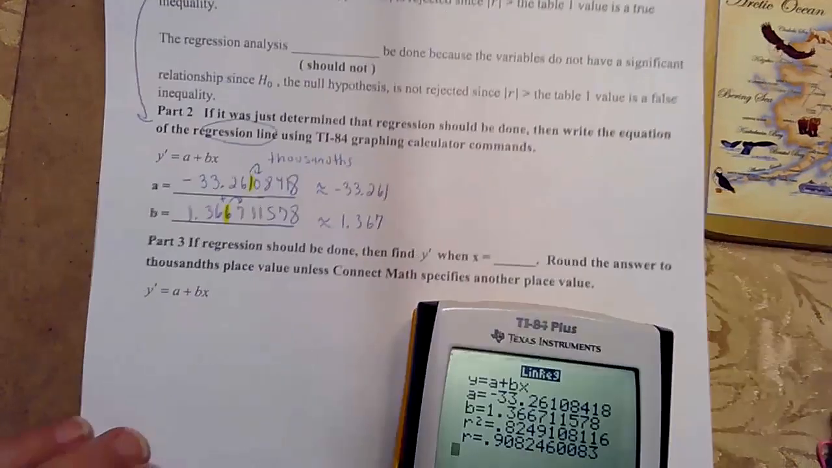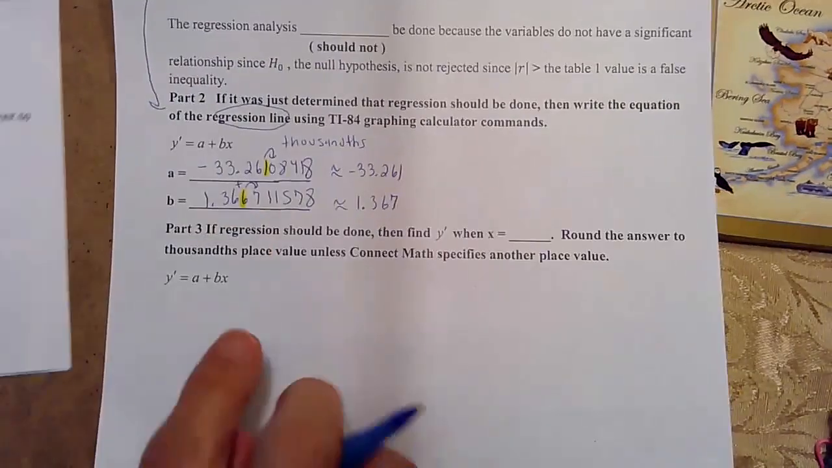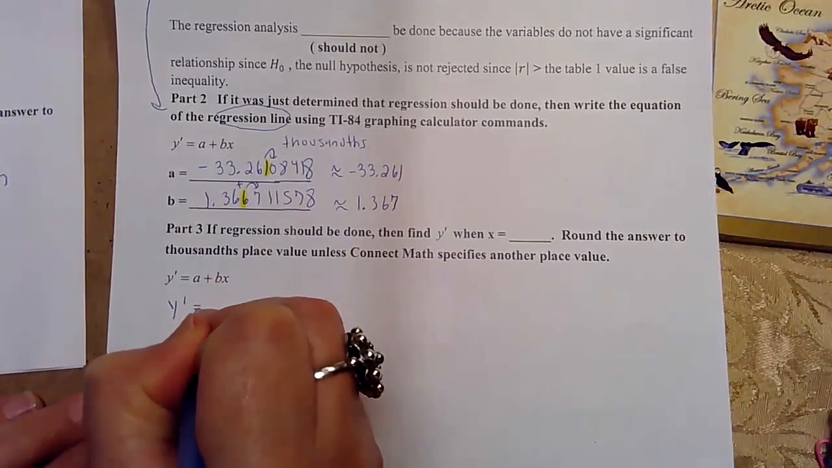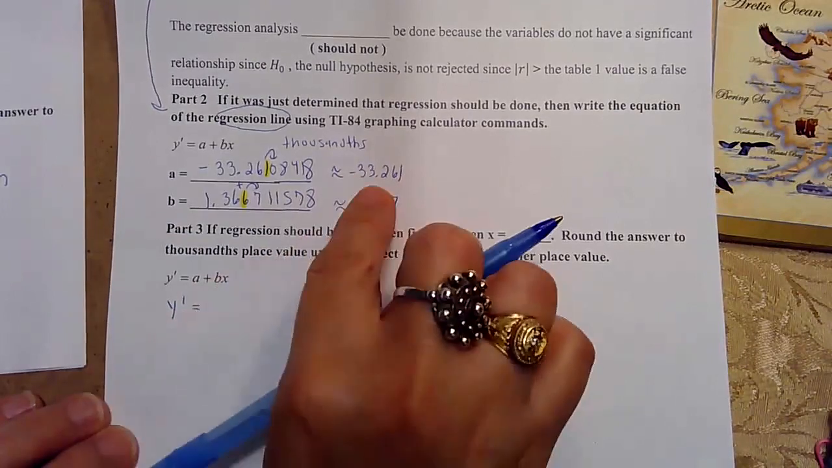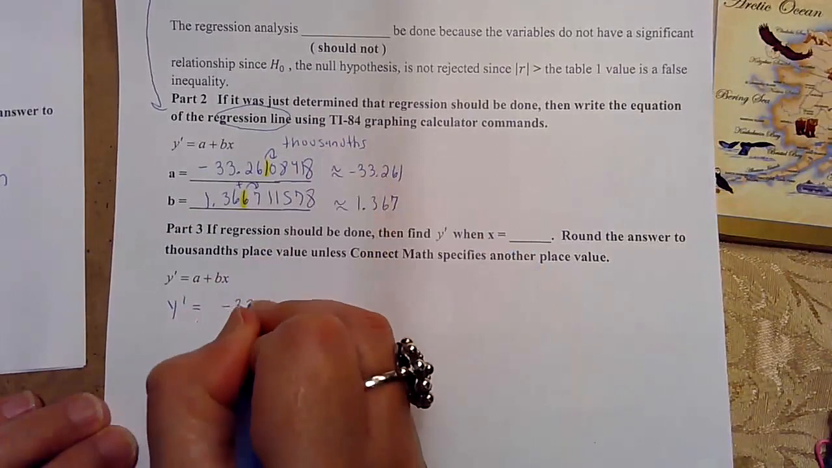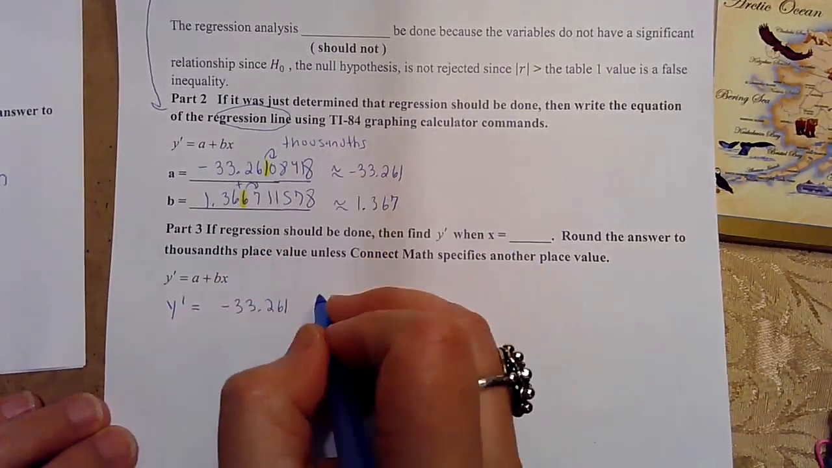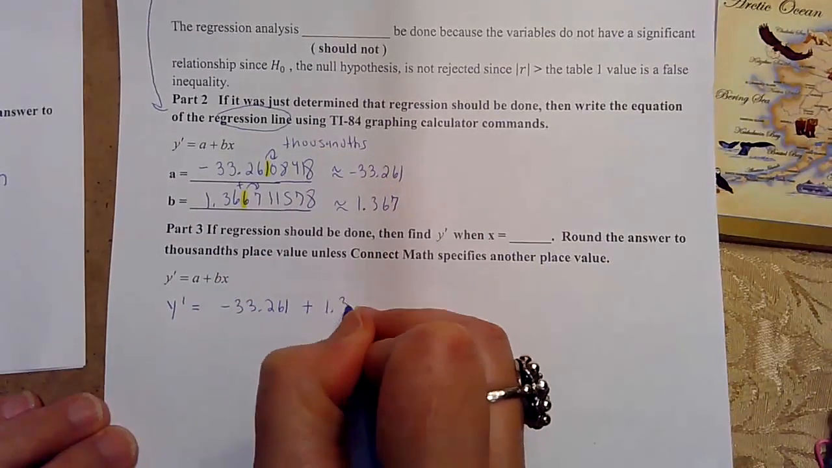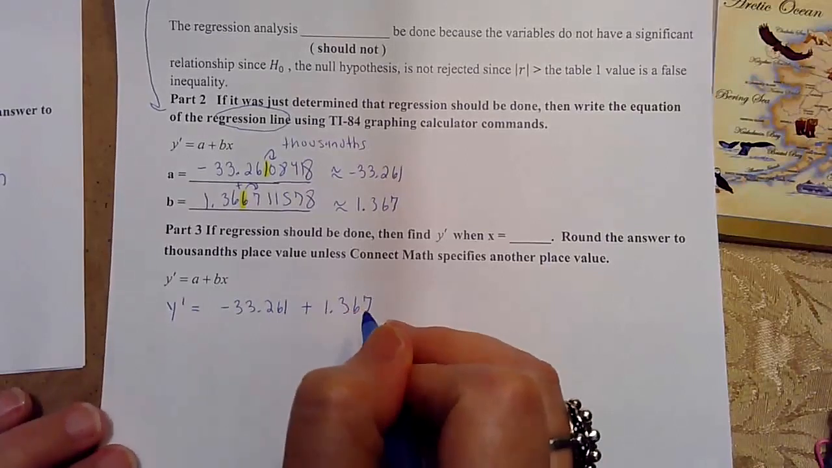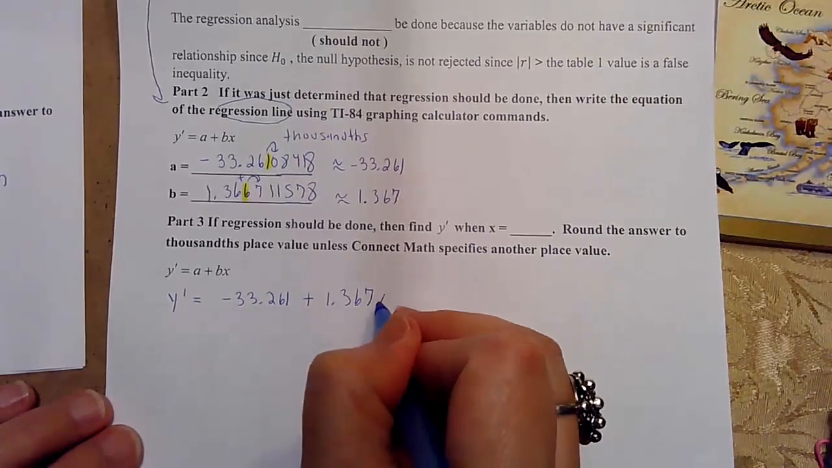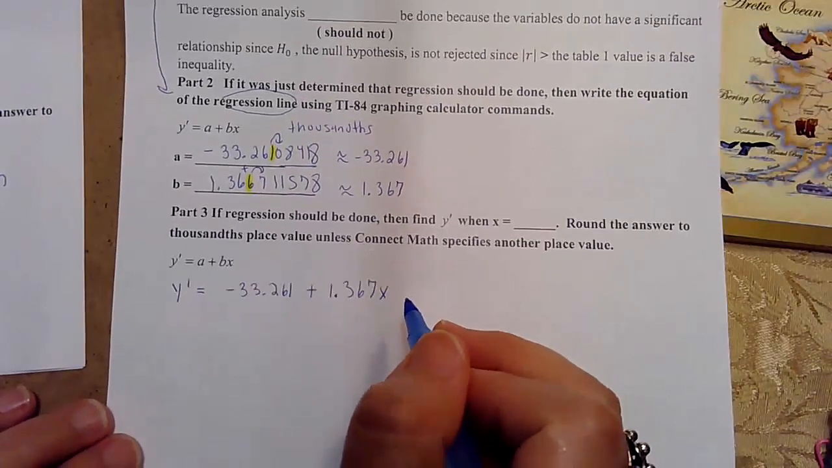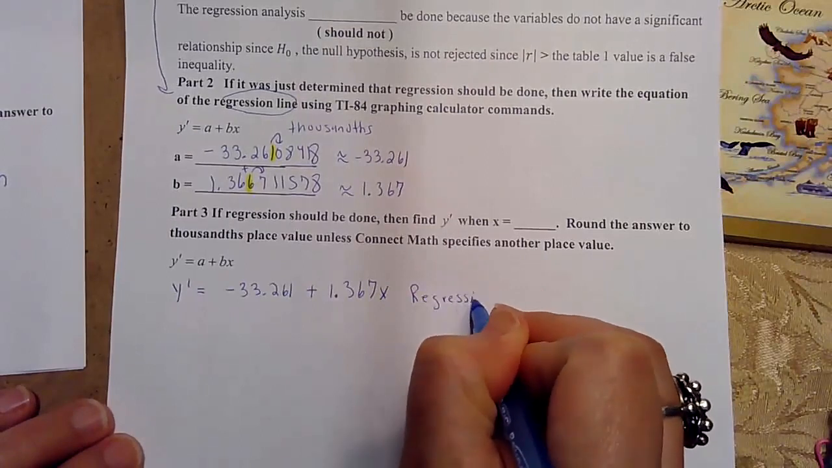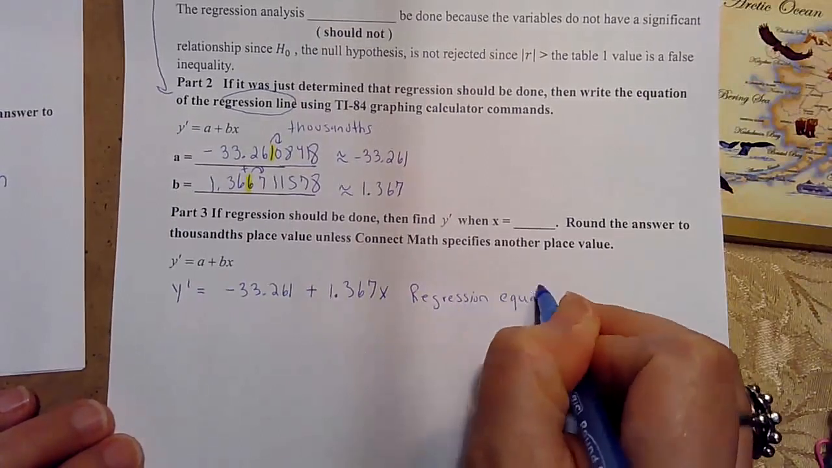Okay. So then when you plug those in to your equation here, y prime is equal to A, so A is going to be this value, negative 33.261, plus B, which is 1.367, times X, and this is your regression equation.